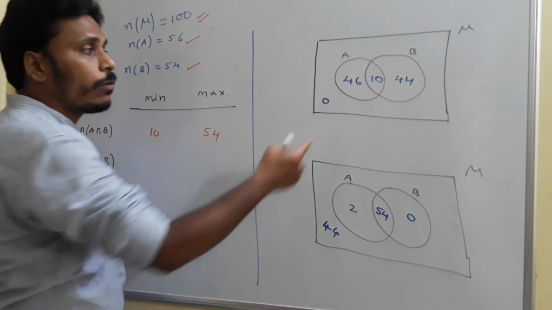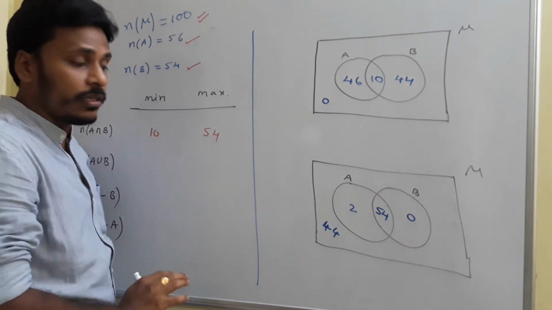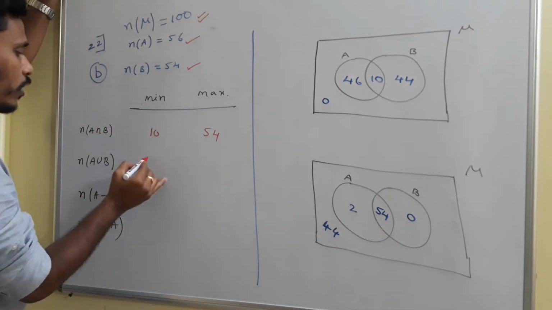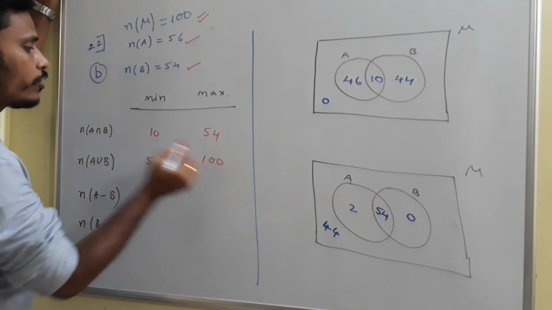Then now A union B. Here what is A union B? 46 plus 10 plus 44 is 100. That is A union B. And here 2 plus 54, 56 is A union B. So the minimum value of n of A union B is 56 and the maximum value is 100.